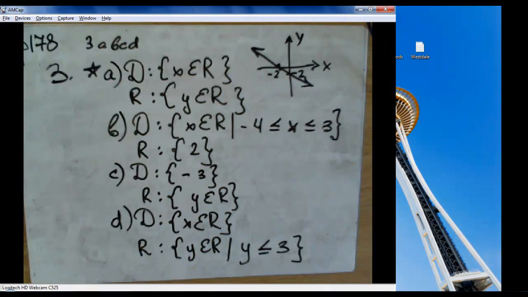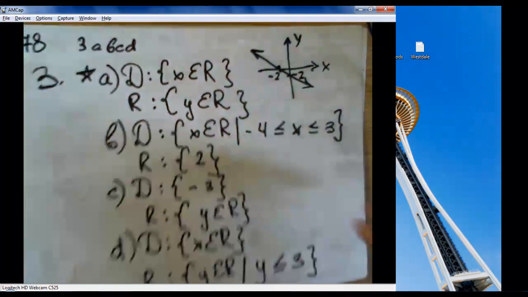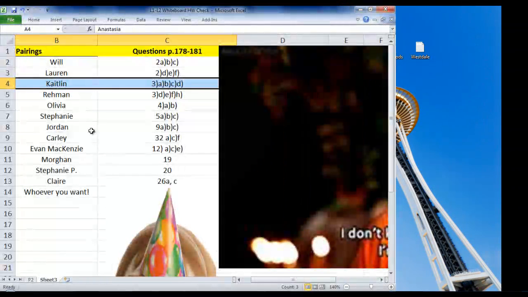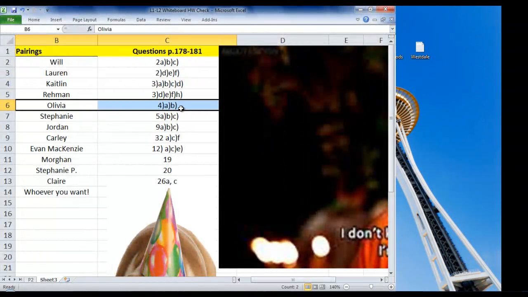Easy. Take your whiteboard. And next, we'll go with Tiana and Olivia, 4A, 4B, page 178. Come on up, guys. You just have to put your whiteboard down here on top of that one.